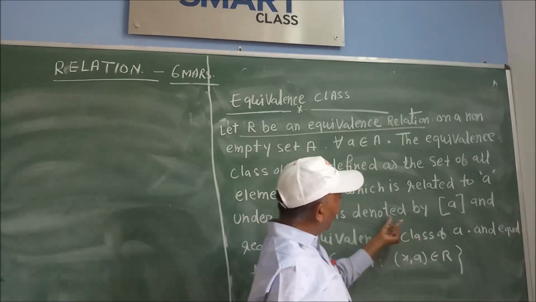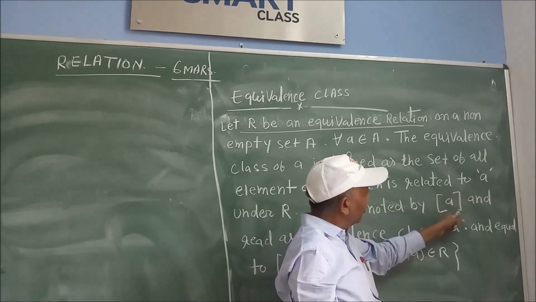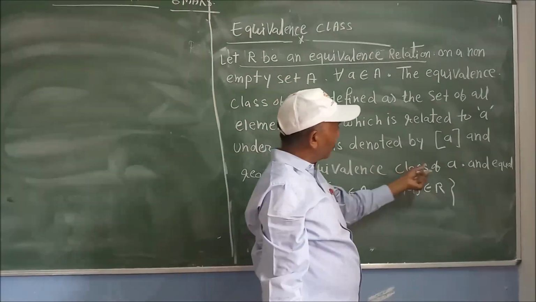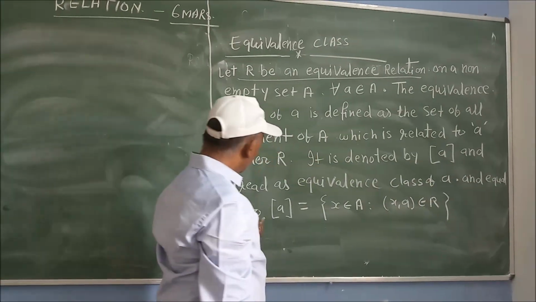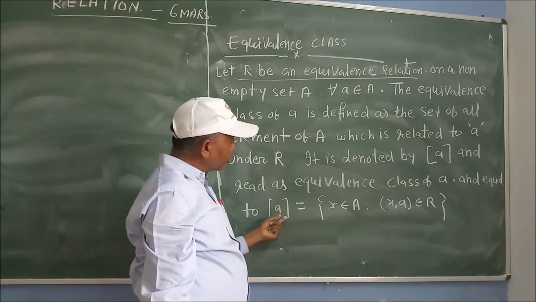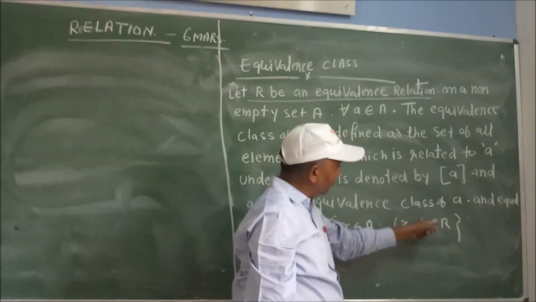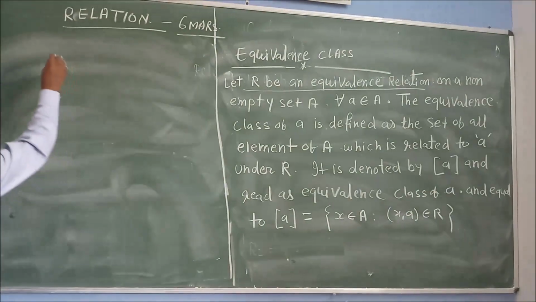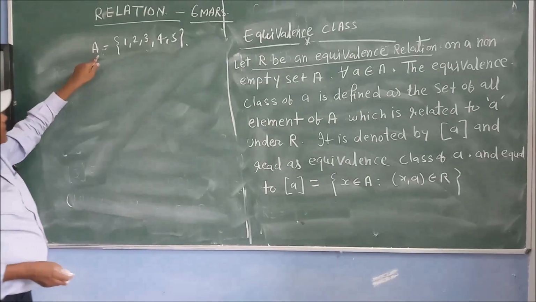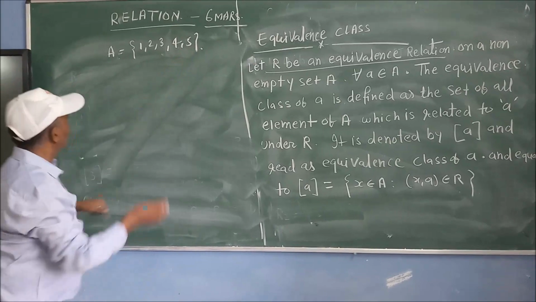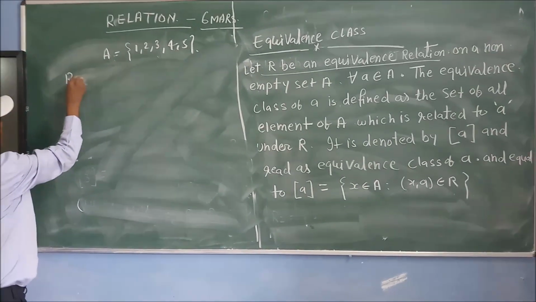It is denoted by this notation, which is called the equivalence class of a, and read as equivalence class of a, and equal to: the equivalence class of a must be equal to {x belongs to A such that (x, a) belongs to R}. See here the example. A is a set and its elements are 1, 2, 3, 4, 5. Make an equivalence relation from these elements.